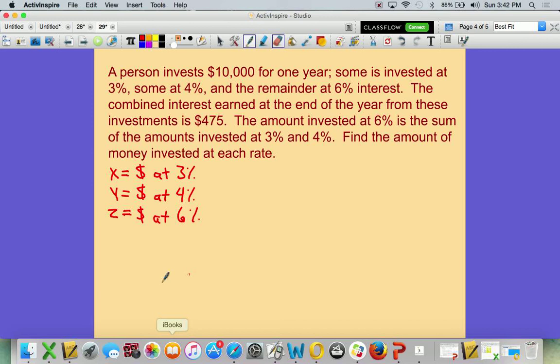A person invests $10,000 for 1 year. Some of it's in one, some in another, and some in another.